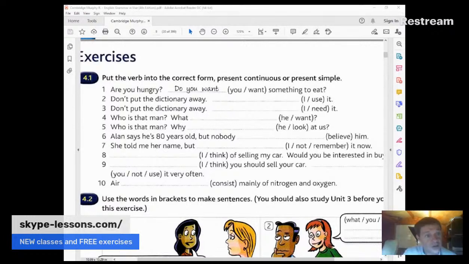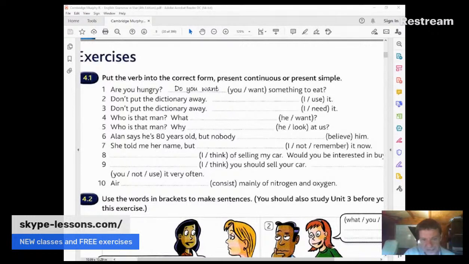Who is that man? What does he want? Want is stative. We need present simple. Who is that man? Why is he looking at us? Present continuous here because look is very dynamic. It's not stative. Not when you mean look with your eyes. If you mean look as in look like, he looks French, that is stative. Yeah, he looks French, she looks German. We would never say she is looking German. We would never say he is looking French. When you mean look like that, okay, it's stative. But when you mean look with your eyes, then it's very active. So why is he looking at us?